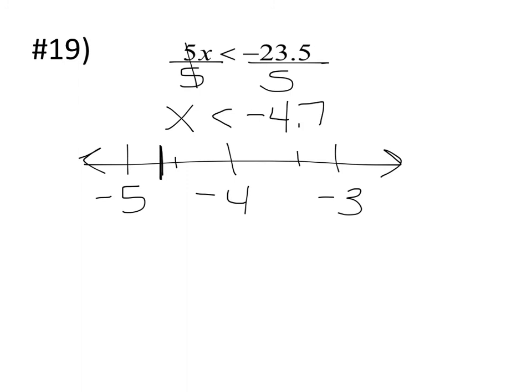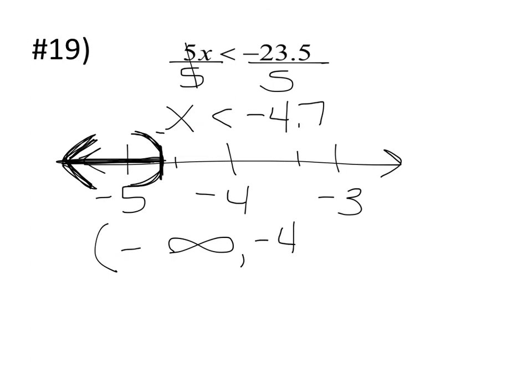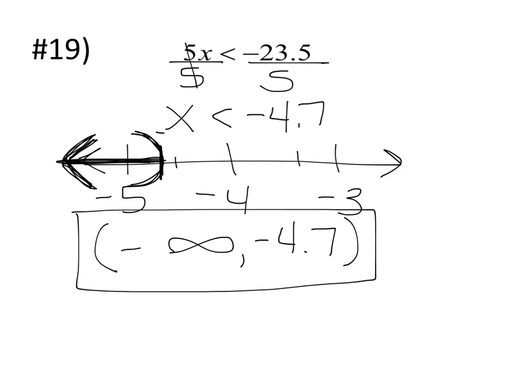Okay, because our variable is first, we can go ahead and still use our rule, whichever way the arrow is pointing. So it is less than, and it is just less than, so we're going to use a parenthesis, and we're going to shade this way. Okay, so because we read a book from left to right, it's a parenthesis, -infinity to -4.7. It is a parenthesis on the graph, so it's a parenthesis in our interval notation.